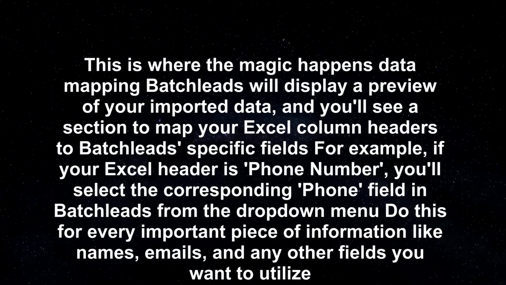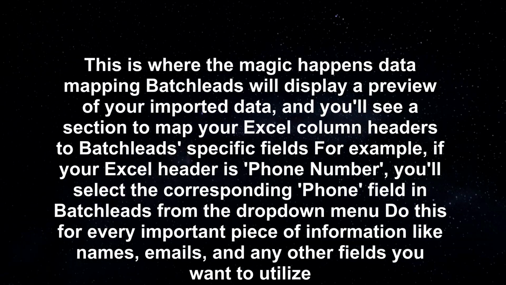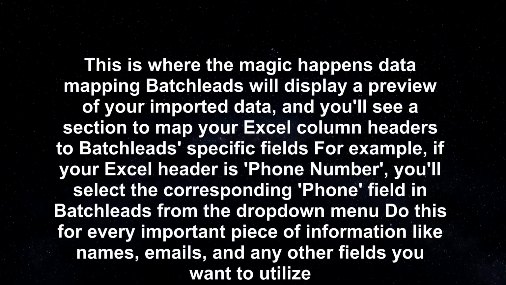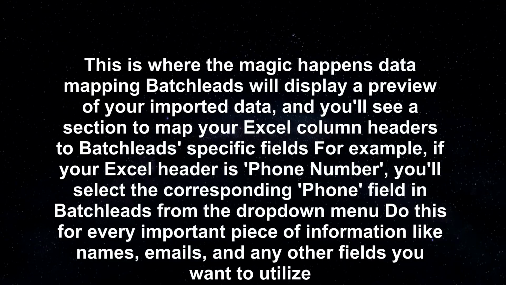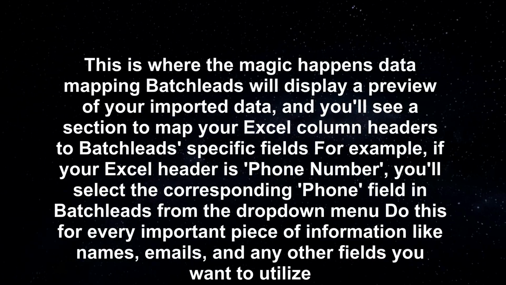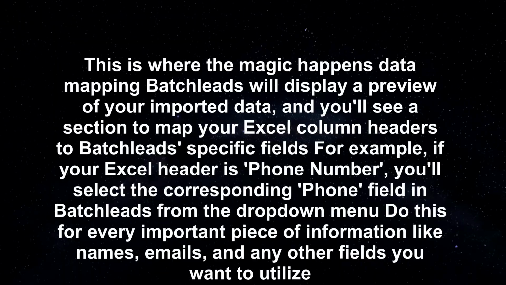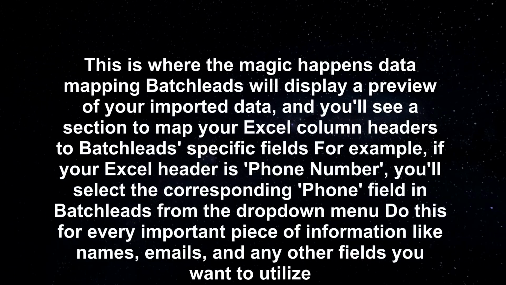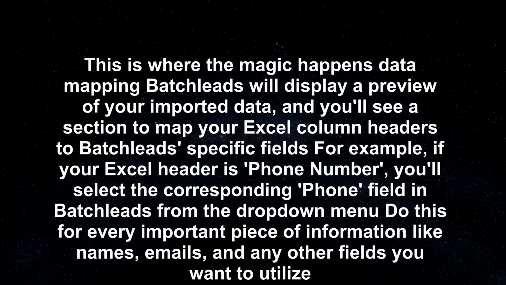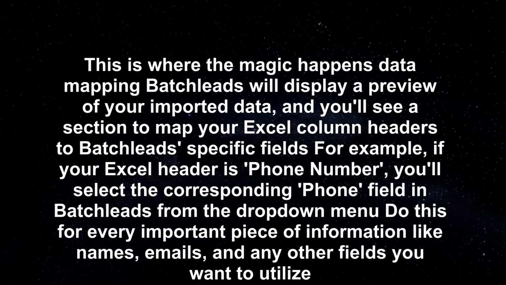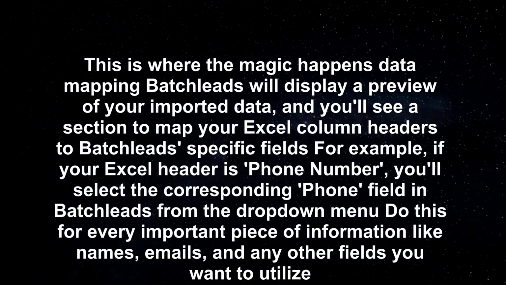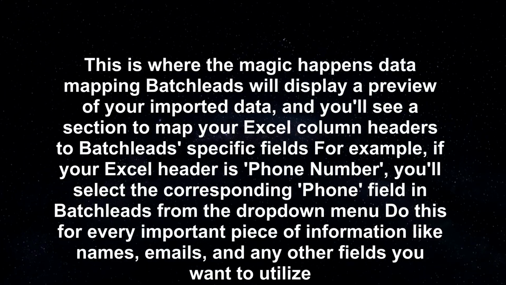Data mapping. Batchleads will display a preview of your imported data, and you'll see a section to map your Excel column headers to Batchleads specific fields. For example, if your Excel header is phone number, you'll select the corresponding phone field in Batchleads from the drop-down menu. Do this for every important piece of information like names, emails, and any other fields you want to utilize.